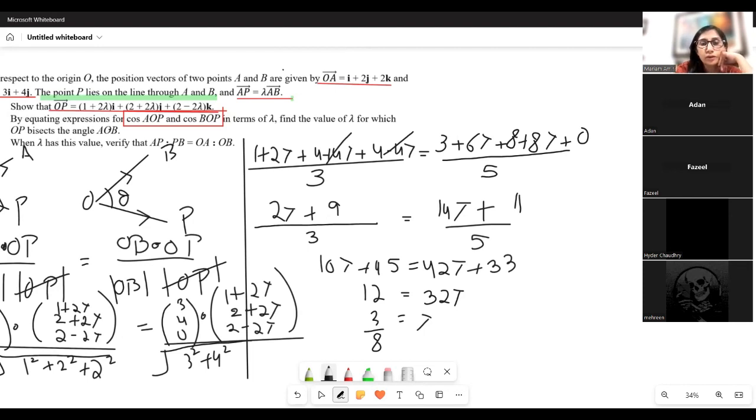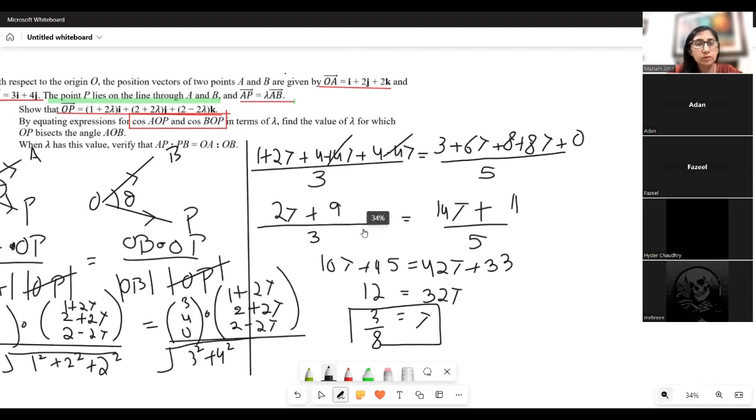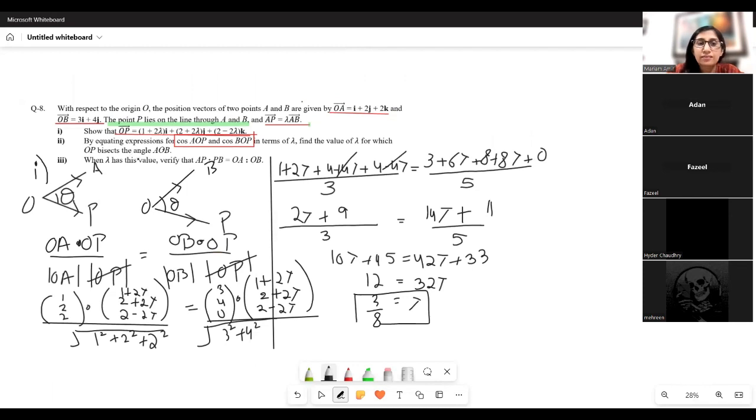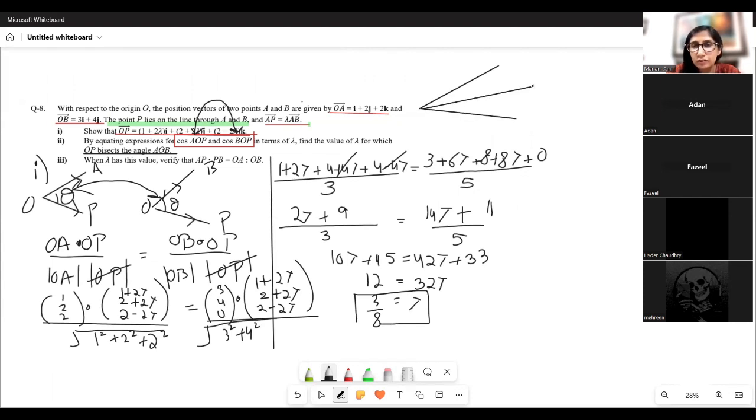Find the value of lambda for which OP bisects angle AOB, so done. You don't have to worry about this part where OP bisects the angle AOB. That means the thetas should be equal, and if the thetas are equal, then their cos AOP and cos BOP are also equal. So they just gave that relationship to you in the start. अगर ये ना बताया होता तो फिर आपको इस पे सोचना पड़ता कि अच्छा, if that line is bisecting the angles, that means these two angles are equal. That means their cos theta is also equal. So no need to worry about that here.